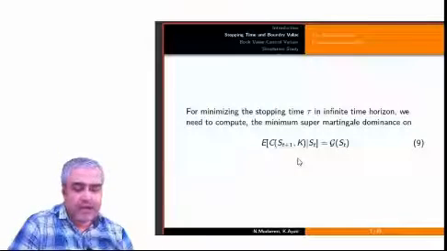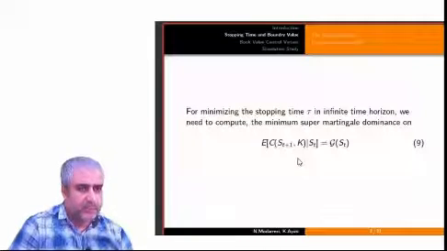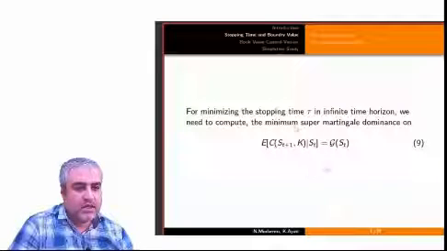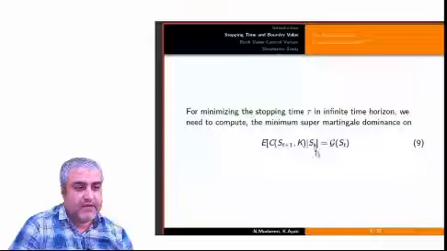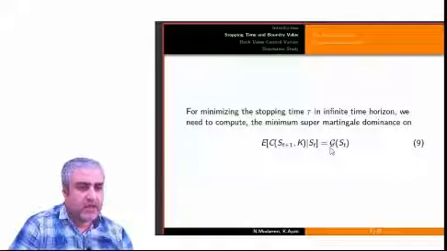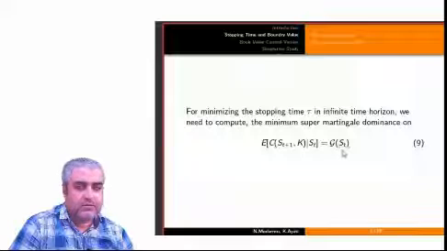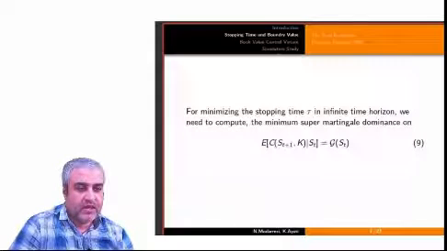For the best execution time tau in the infinite time horizon between 0 and capital T, we need to compute the minimum super martingale dominance on this stochastic expectation, conditional on the price at the earlier level of price T, and that is a function of the underlying price, J of S_T. We will talk about it.